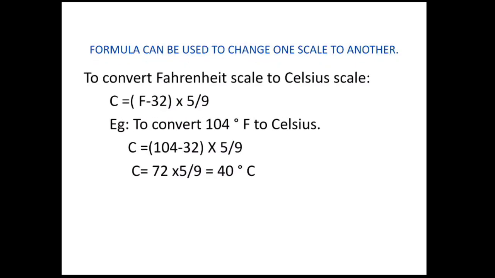We can also use a formula to change one scale to another. In order to convert the Fahrenheit scale to the Celsius scale, we can use the formula C = (F - 32) × 5/9. Here I have given an example to convert 104 degrees Fahrenheit to Celsius. So C = (104 - 32) × 5/9. So we will get the answer as 40 degrees Celsius.